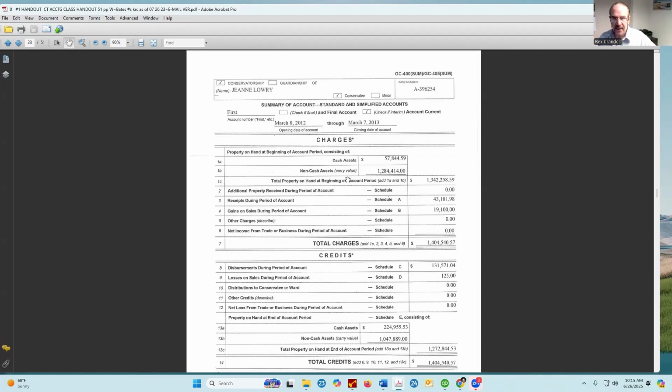But you cannot use court accounting for income tax purposes because they are completely different systems. The fiduciary accounting that you would do for a trust or an estate is based on the Internal Revenue Code, and this fiduciary accounting that we're talking about today is based on California Probate Code statutory requirements.